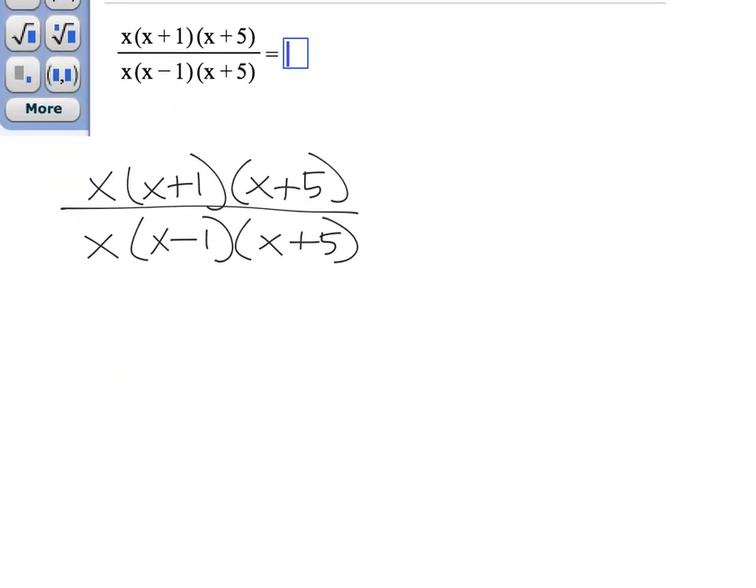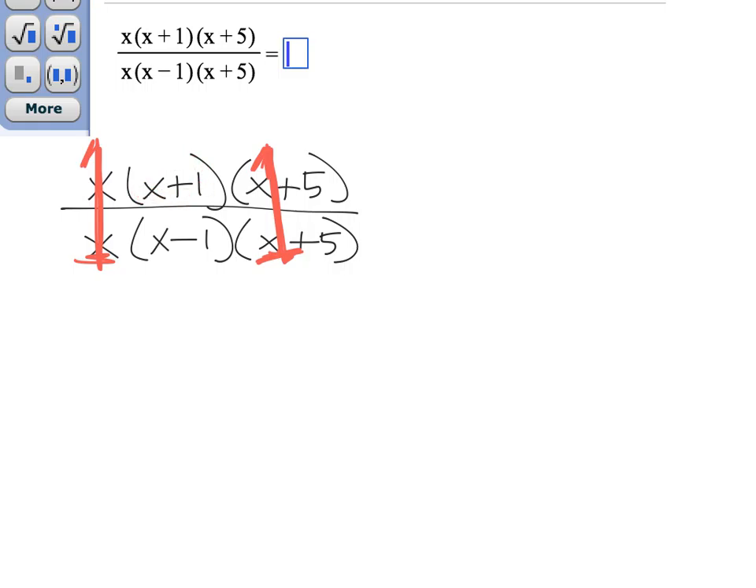So when we look at this fraction right here, what's going on? Well, we see that we have x over x, so that's equal to 1 whole. We have x plus 5 over x plus 5, that's equal to 1 whole. And then we have x plus 1 over x minus 1. They're not the same. And you're not allowed to just cross off the x or cross off the 1, because this is a number in its entirety. So you can't cross off.